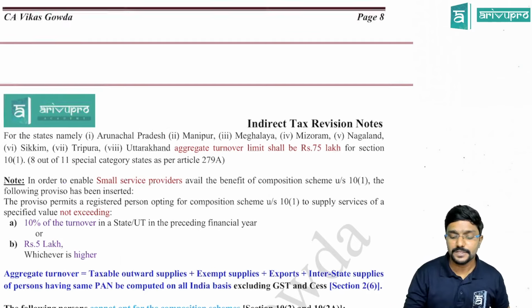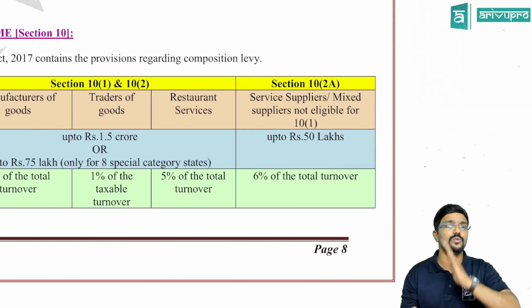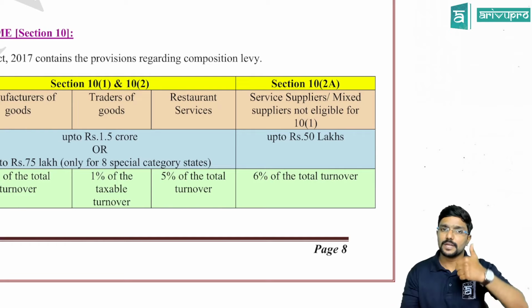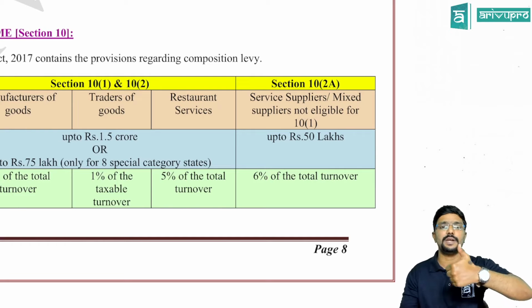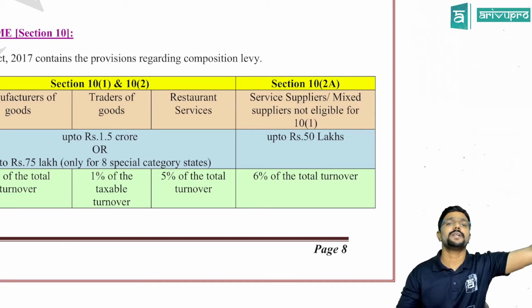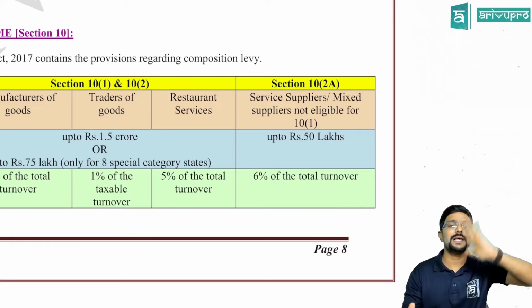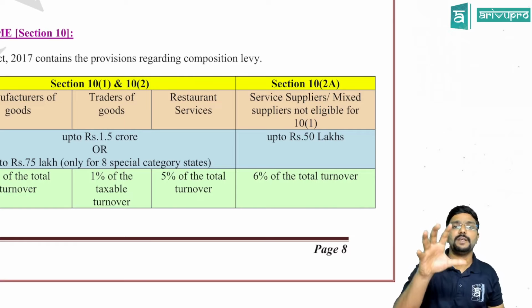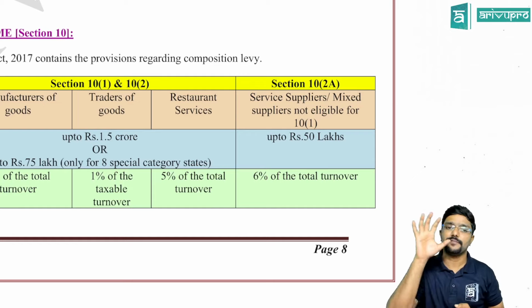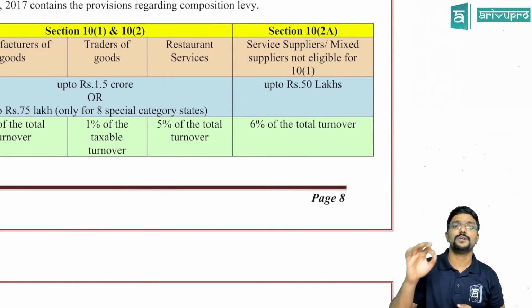Next, coming to 10.2A. 10.2A is open only for those who are not eligible for 10.1. If you are a service supplier purely other than restaurant, or you are supplying goods as well as services but are not eligible for 10.1, you can be covered under 10.2A. But your aggregate turnover in the last financial year should be up to 50 lakh. There is no segregation for states. For all states and union territories, it is 50 lakh only. What is the tax rate? The composition tax rate is 6% of the total turnover.